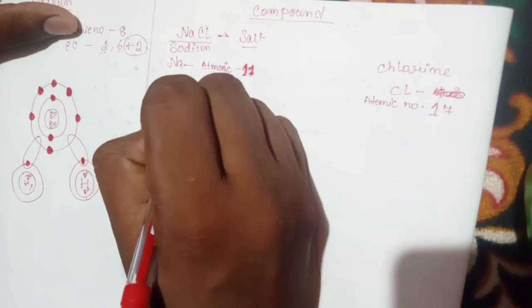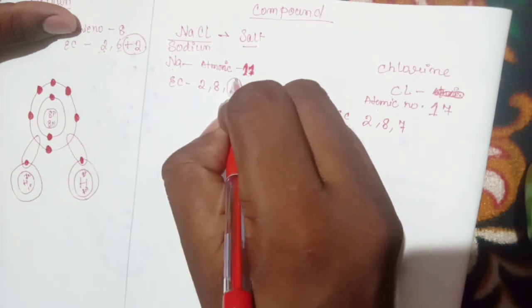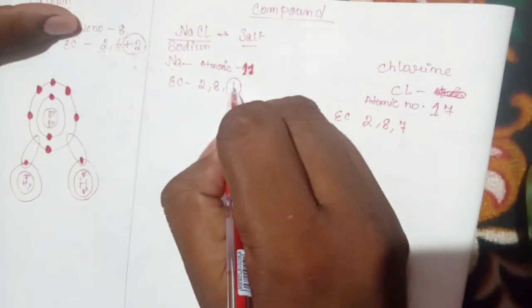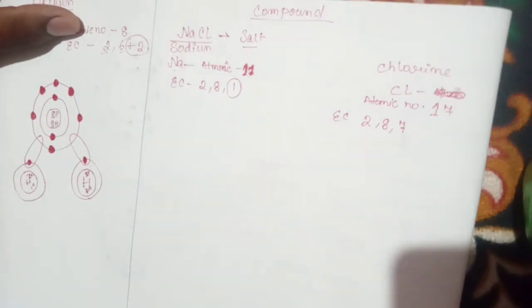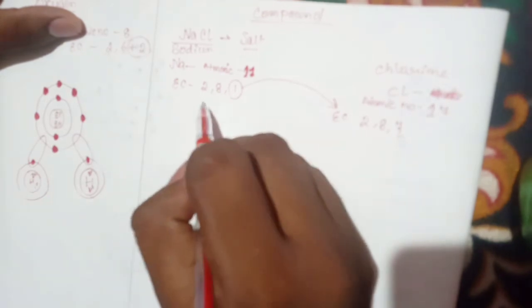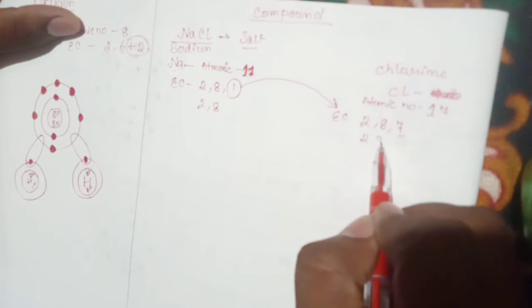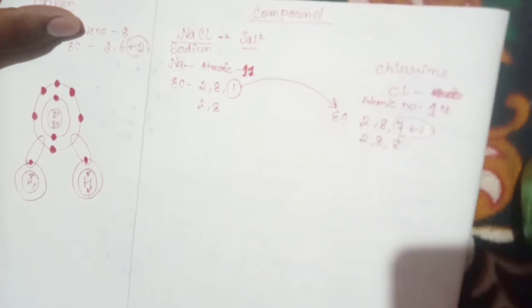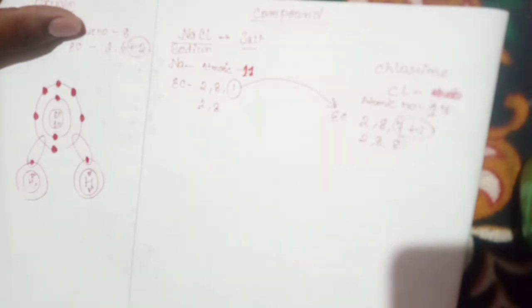So the electronic configuration becomes 2 8 1, and here it becomes 2 8 7. To become stable it needs 8 electrons, but as we said in the rules, it is easier to lose 1 electron than to gain 7 electrons, and here it needs 1 electron to become stable. So what if the sodium gives 1 electron to chlorine? So it becomes 2 8, and here it becomes 2 8 8, since the chlorine takes 1 electron from the sodium. So these two become stable and make a compound known as sodium chloride.